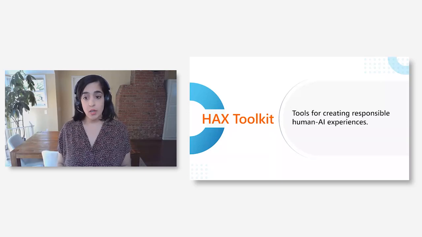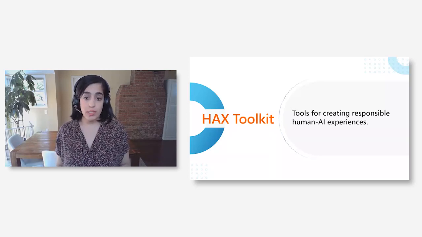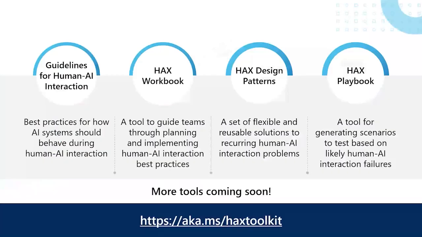So in the rest of this talk, we'll be introducing you to some of the tools in the toolkit that you can start using right away. So currently, the toolkit includes these tools that help with different parts of the AI product development process. And more will be coming soon, and all of these are available at the link that you see on the screen. The first tool is the Guidelines for Human AI Interaction, which prescribe best practices for how AI systems should behave during human AI interaction.